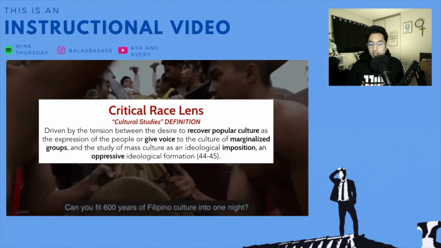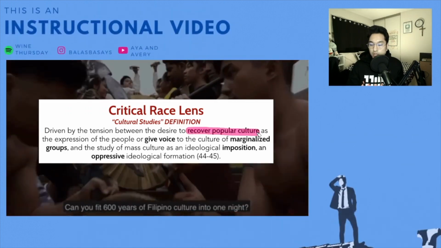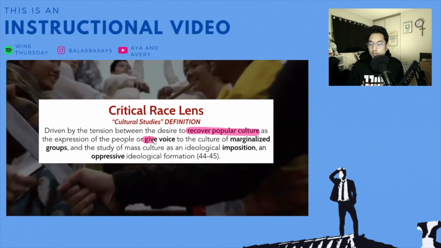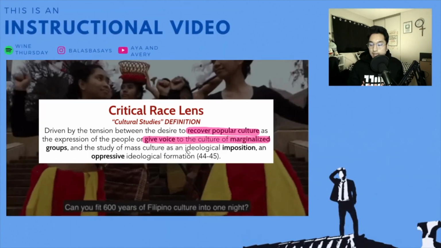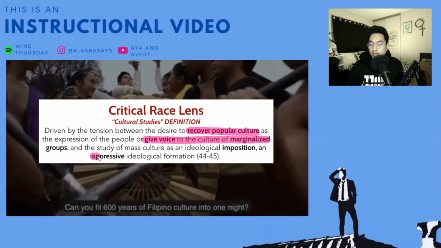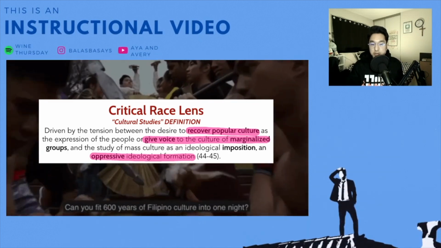Cultural studies is driven by the tension between the desire to recover popular culture as an expression of the people, or to give voice to the culture of the marginalized groups, and the study of mass culture as an ideological imposition and oppressive ideological formation. So some familiar words here, some not so familiar.